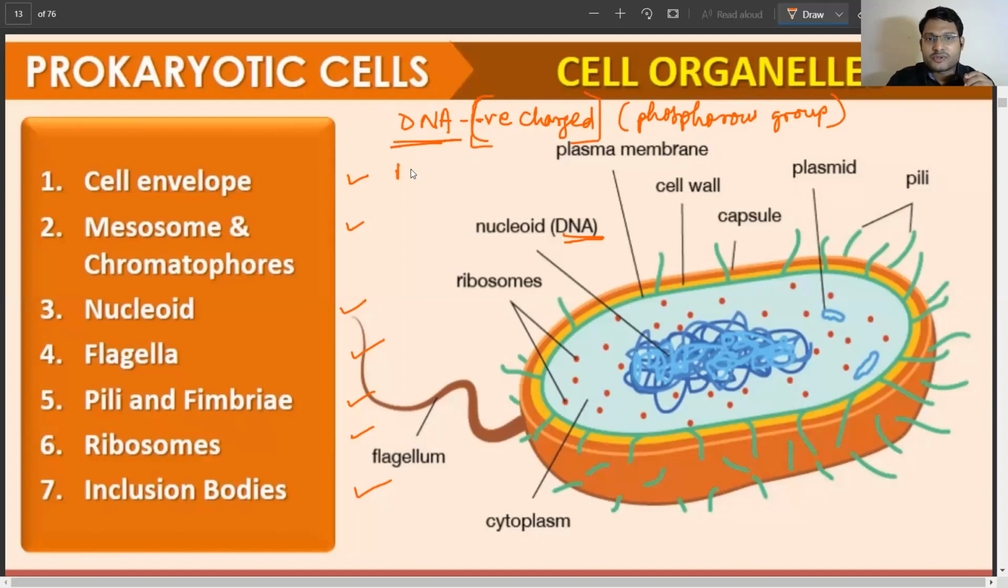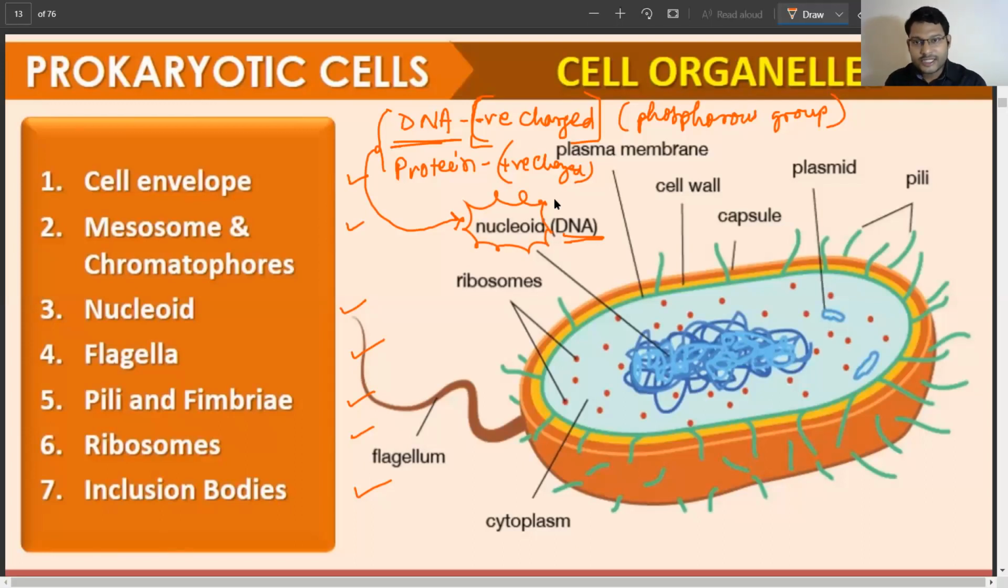And the proteins which are associated are positively charged. Now remember, opposite charges attract. So this negatively charged DNA combines with the positively charged protein, and they organize themselves into a region that we call the nucleoid. It is not membrane bound, simply an association of negatively charged DNA with positively charged protein.